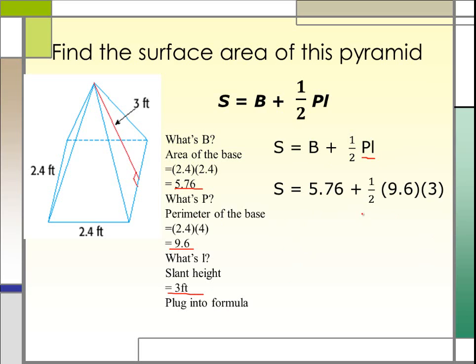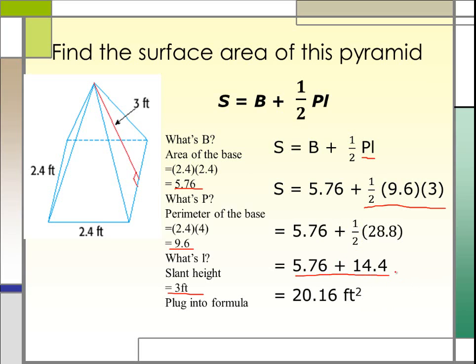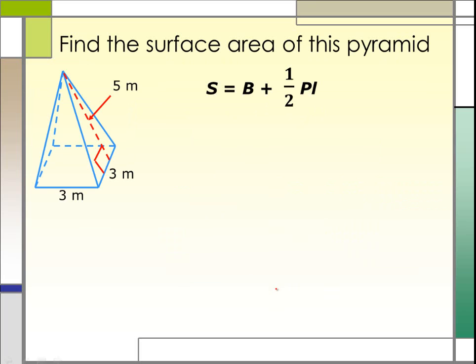Now remember, order of operations, I've got to do these first. So that's going to give me 5.76 plus half of 28.8, or 5.76 plus 14.4. Add those two together, and you get 20.16 feet squared. You're taking your numbers and plugging them into a formula. Okay, so I want you to find the surface area of this shape. Hit pause and work it out.